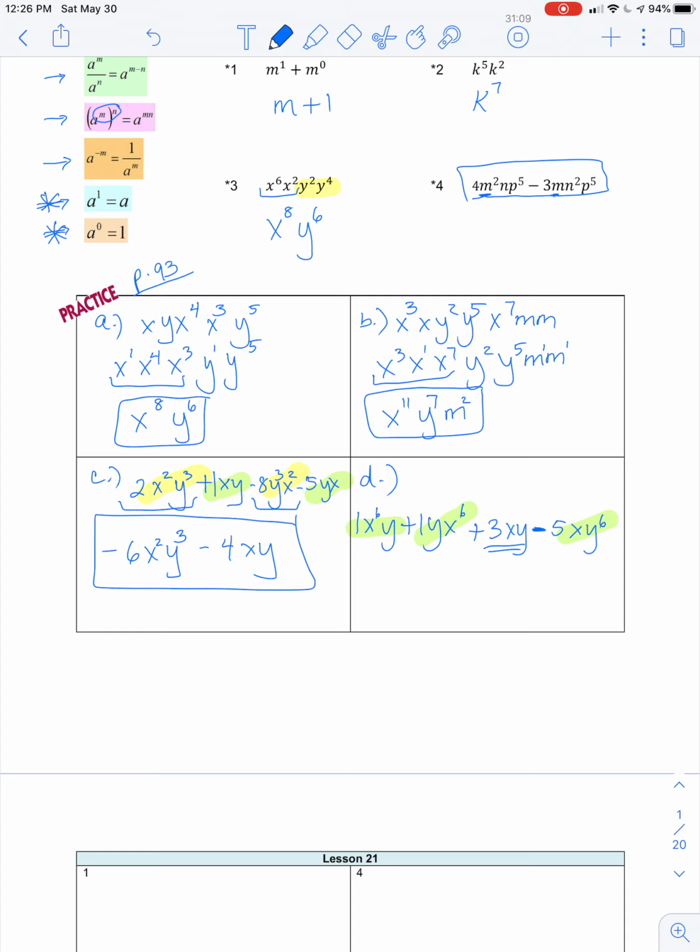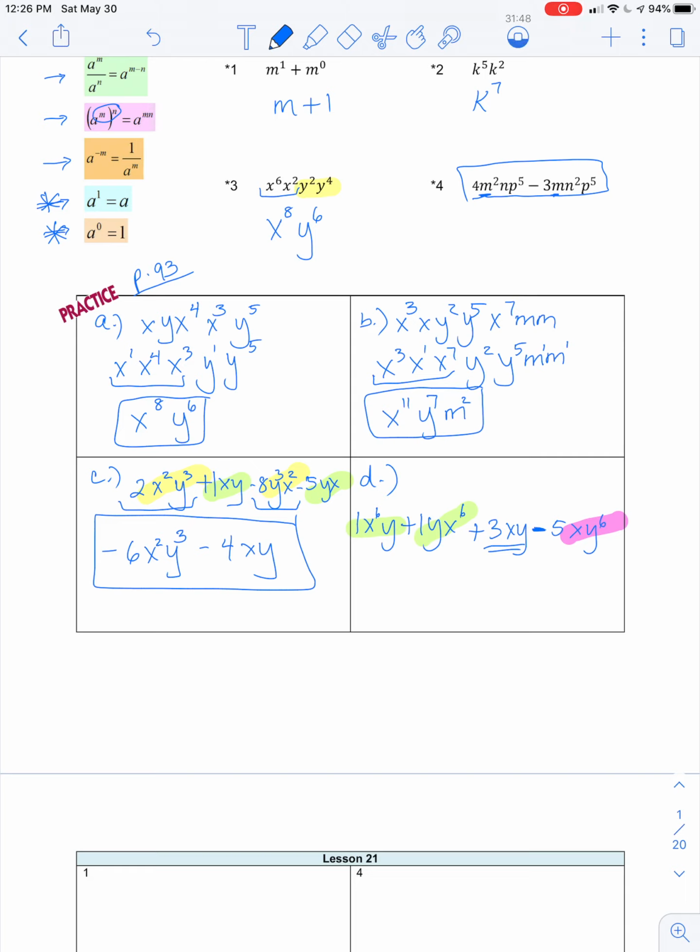Oh, goodness gracious. Okay, hopefully, once again, if you were checking with me, Braylon, you caught that. This is xy to the 6th. It's not yx to the 6th. So do you see how it can get a little complicated? So that's going to be a term all to itself over here. So I'm going to highlight it in pink so I don't get it mixed up.